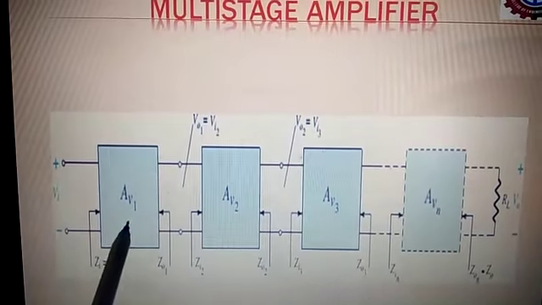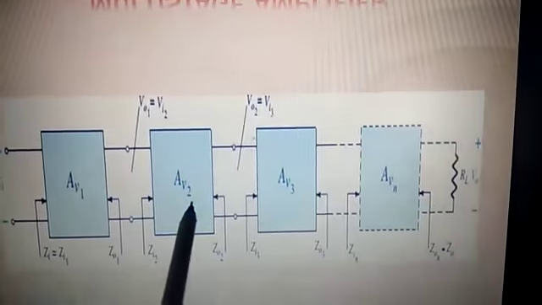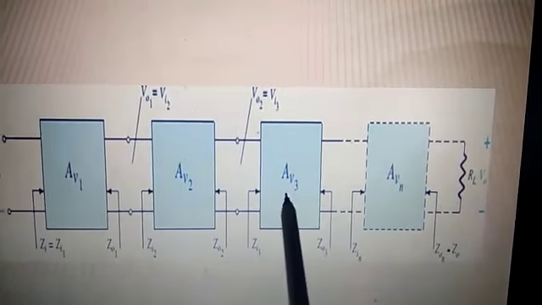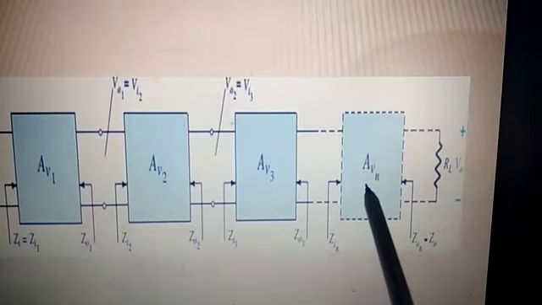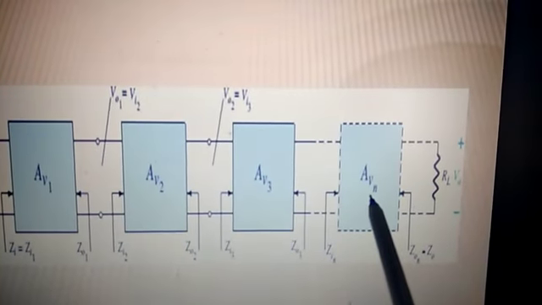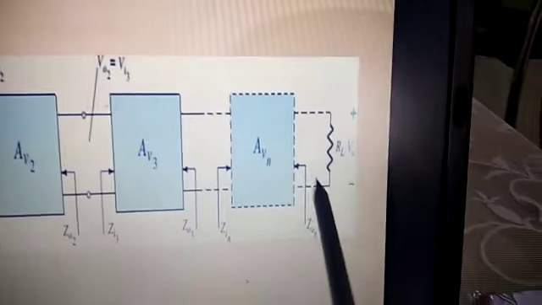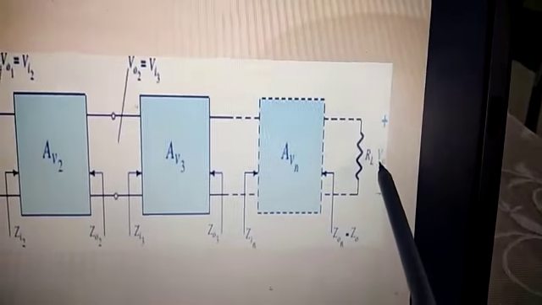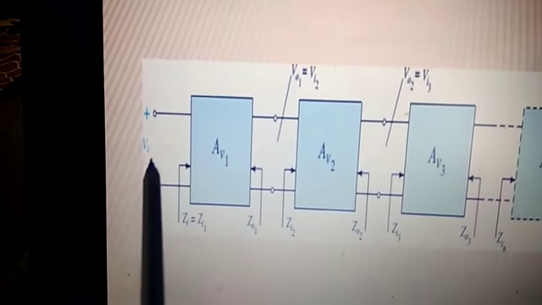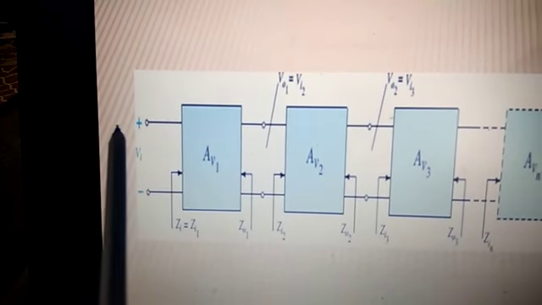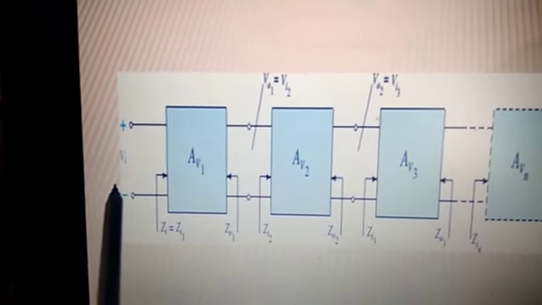Stage 1 having the voltage gain AV1, stage 2 having the voltage gain AV2, stage 3 having the voltage gain AV3 and stage 4 having the voltage gain AV4. And finally at the last stage this load is connected, it is the RL, and this output V0 is taken across this RL. Similarly at the input side we can connect the input Vi.